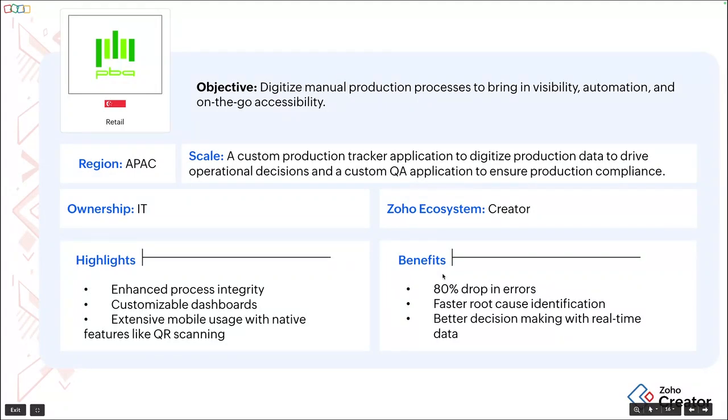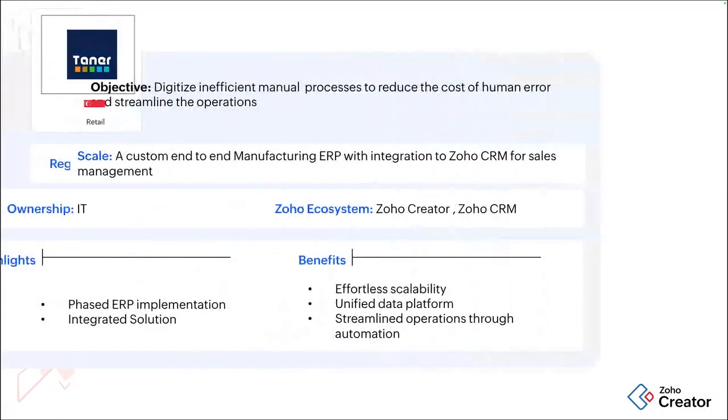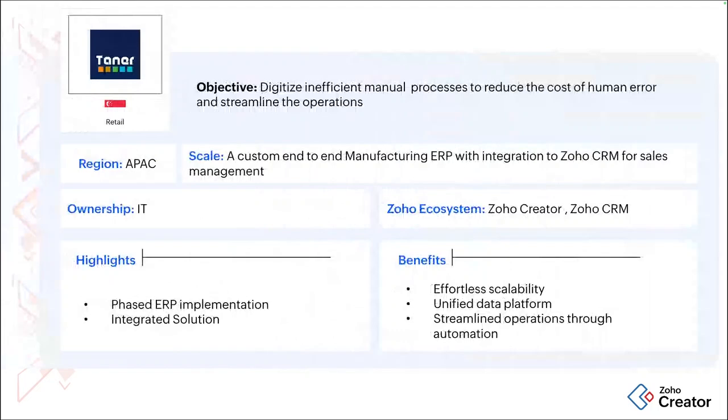time data here. And similarly, Tanner has implemented a custom end to end manufacturing ERP with integration to Zoho CRM for sales management. So they were already using CRM for their sales management, and they have built the production module and the rest of the manufacturing ERP modules within Creator, and both of them are integrated and work in tandem with each other. Certain benefits that they have faced is effortless scalability on a longer run, streamlined operations through automation here.